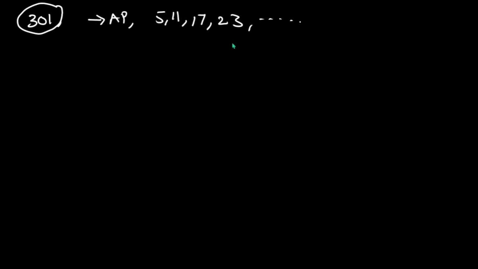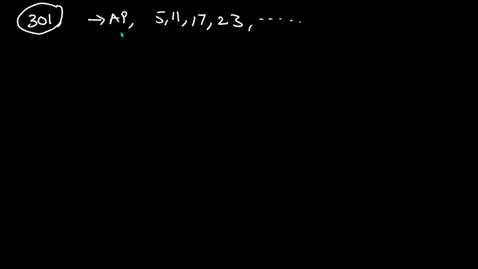Check whether the number 301 comes under the arithmetic progression 5, 11, 17, 23. So we have one arithmetic series here. The question asked is whether the number 301 will come in this arithmetic series or not. Let's find out how you find it.